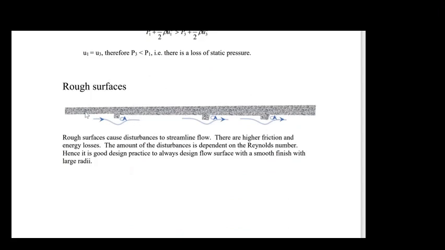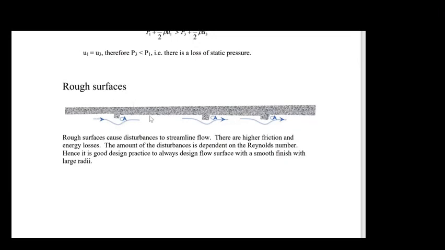The other thing that we've assumed is zero energy losses associated with the wall of the structure. Again, if we think of our wall here, we've got our fluid flowing from left to right. If we've got a rough surface, if we've got small steps on that surface, that would lead to turbulence and recirculation, frictional losses just downstream of those rough surfaces. Okay, so those rough surfaces cause disturbance to the streamline flow. There's higher friction and energy losses.